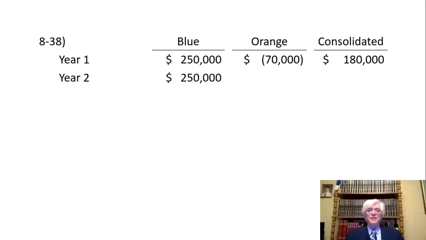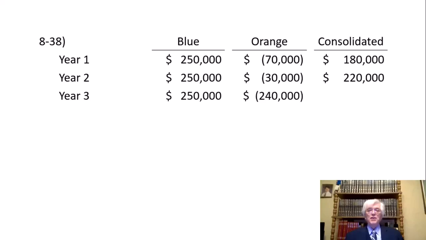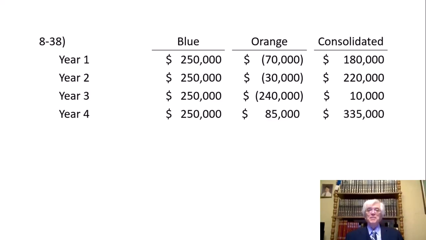Year two, Blue holding at $250. Orange, also a loss year, 30,000, and so the consolidated is, what do you know, 220, 250 minus 30. Year 3, still at 250. Orange, big loss year of 240, so consolidated taxable income is 10,000. And then in year 4, another 250 for Blue Group. Orange finally started making some money, 85,000. Our consolidated taxable income is 335,000.